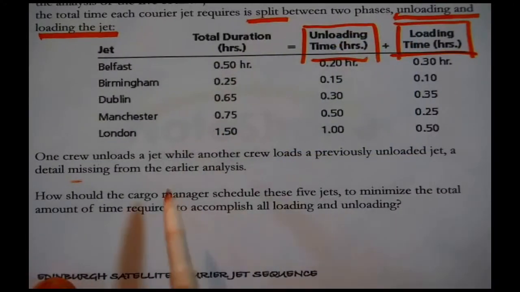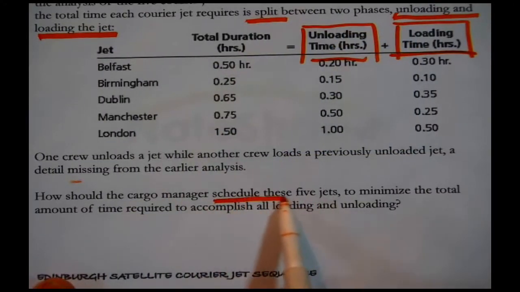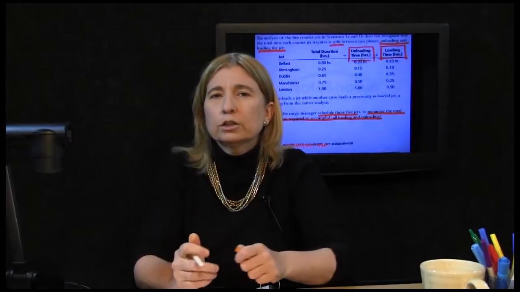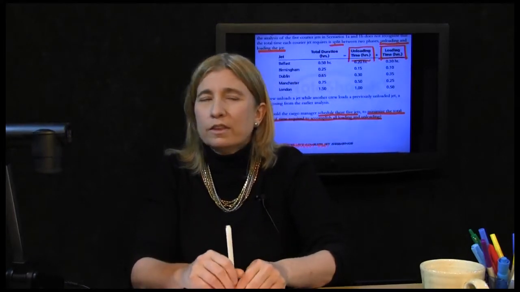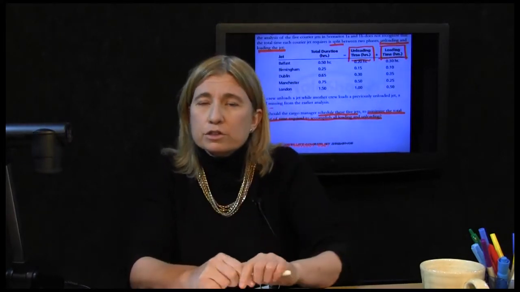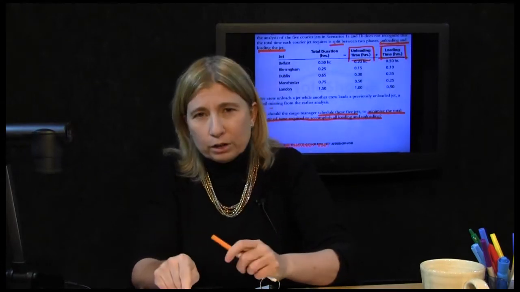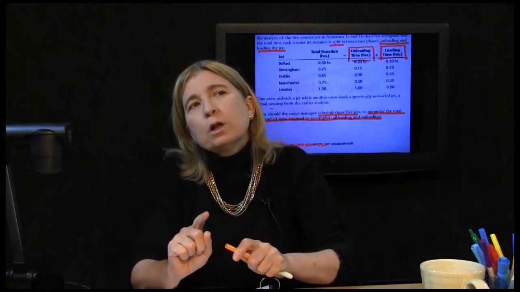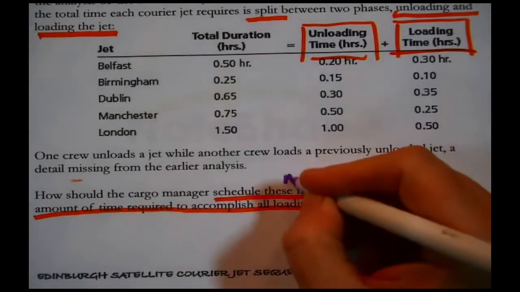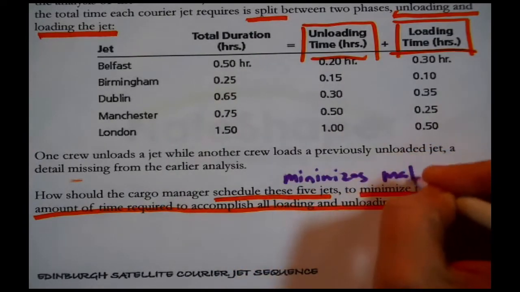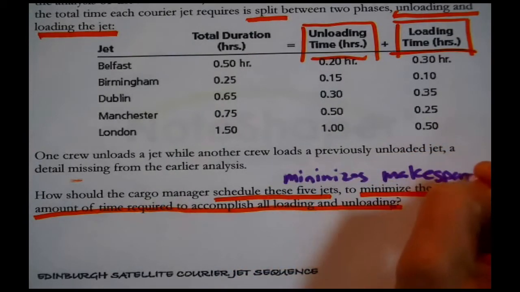How should the cargo manager schedule the 5 jets to minimize the total amount of time required to accomplish all loading and unloading? Why did I underline that? That is another giveaway that this is a Johnson's rule problem. Johnson's rule, if you follow it, finds you the schedule that, good vocabulary term, minimizes the make span. That's what I'm writing there.